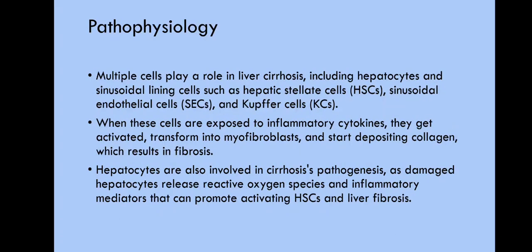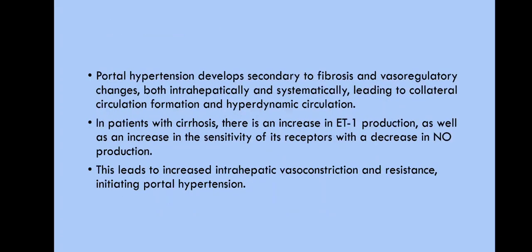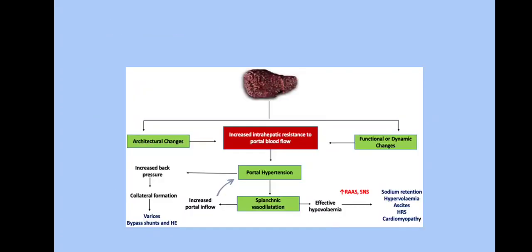The pathophysiology of liver cirrhosis. So we'll look at this through our diagram. What happens is, because of the injury to the liver, there are architectural changes of the liver as well as functional or dynamic changes.